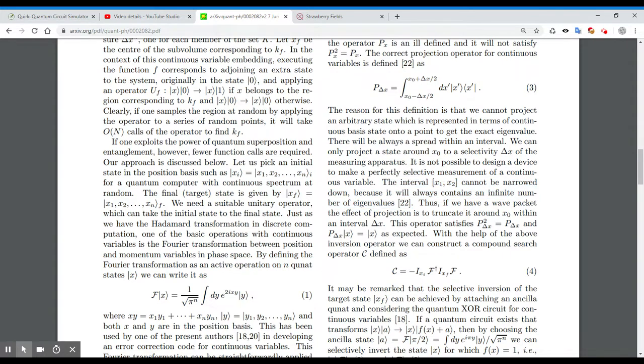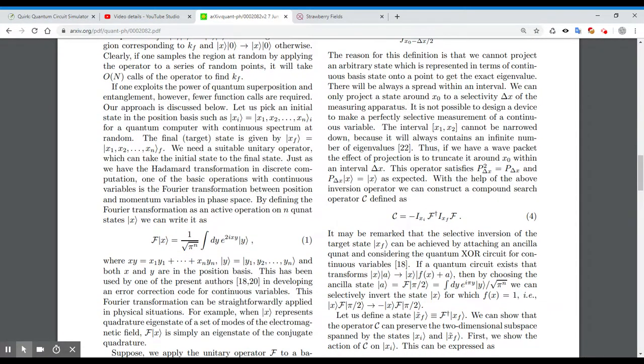Thus, if we have a wave packet, the effect of projection is to truncate it around x0 within an interval. This operator satisfies this. With the help of the above inversion operator, we can construct a compound search operator. Okay, so here we've got... is this the identity? Fourier transform, the inverse of the Fourier transform.